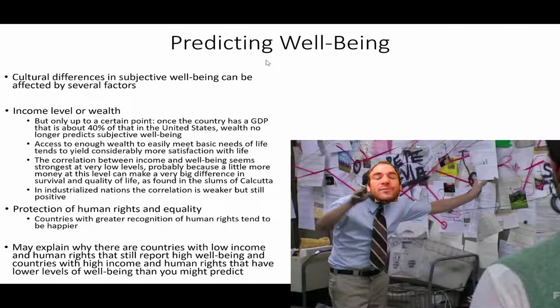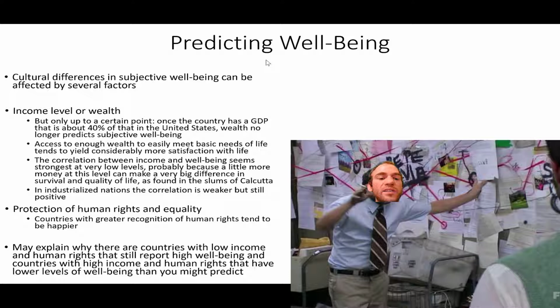Access to a collection of studies. Access to enough wealth to easily meet basic needs of life tends to yield considerably more satisfaction with life. The correlation between income and well-being seems strongest at very low levels, probably because a little more money at that level can make a very big difference in survival and the quality of life, as found in the slums of Kolkata, which semi-recently changed its name, but it's slums in West Bengal.